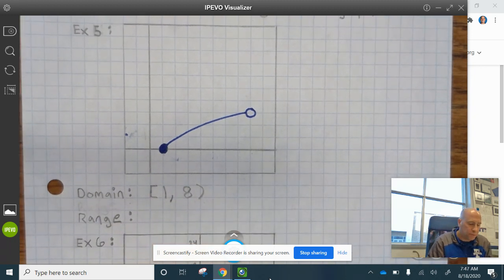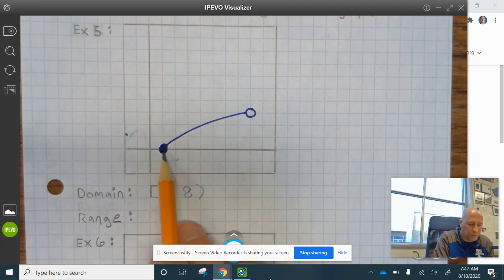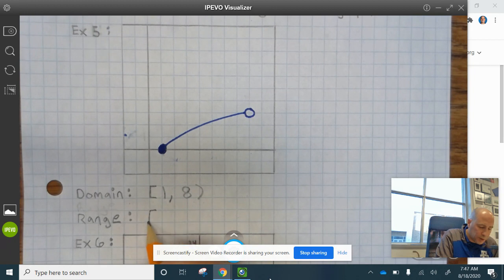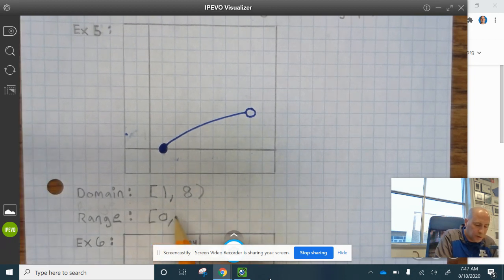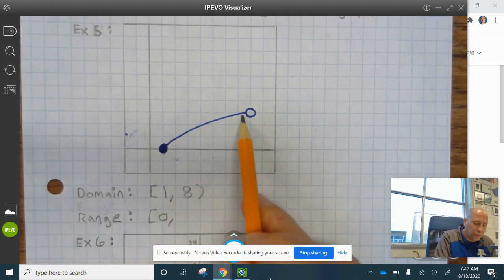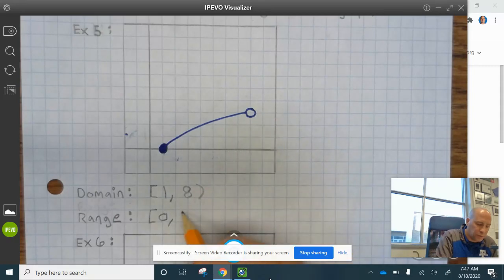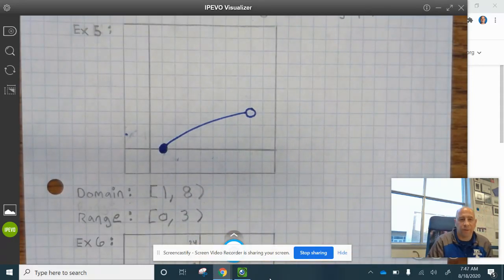Okay, now range is from bottom to top. So the bottommost y value is here, and that's 0. It's closed circle, so it's bracket. So bracket because it includes it. So 0, 2, it goes up 1, 2, 3. Open circle, so it's not included. So 0, 2, 3. So if you would go ahead and finish up example 5.